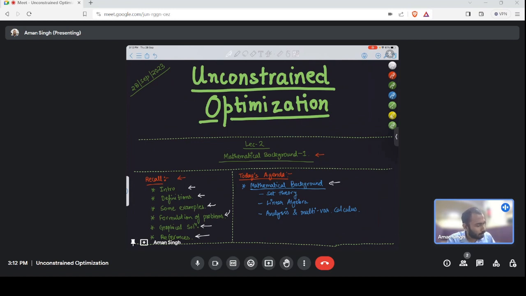Today we will be going for the mathematical background. So we'll brush up a few mathematical topics that you should be aware of or should be good at for doing well in this course. We'll first look at preliminary set theory, and then some concepts of linear algebra. These two we'll look at today in the part 1 lecture, and the part 2 lecture of the mathematical background, that is the analysis and multivariable calculus part, we'll look at in the next lecture. Today our goal is set theory and linear algebra.